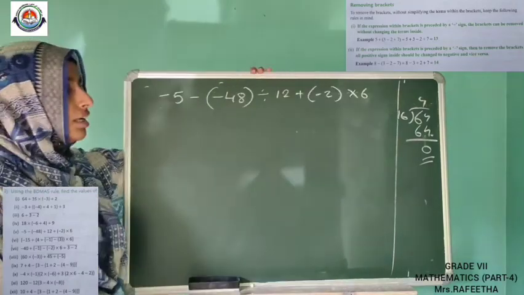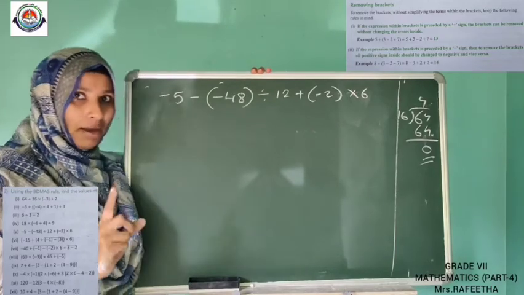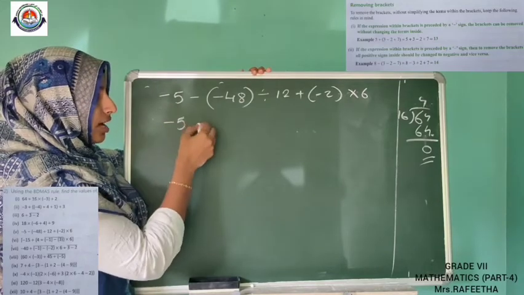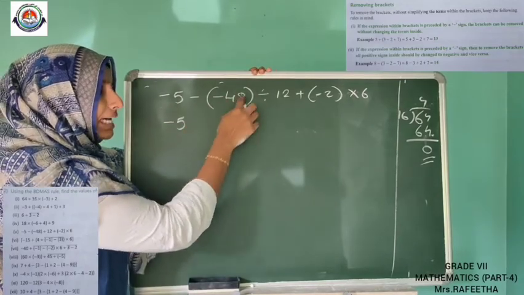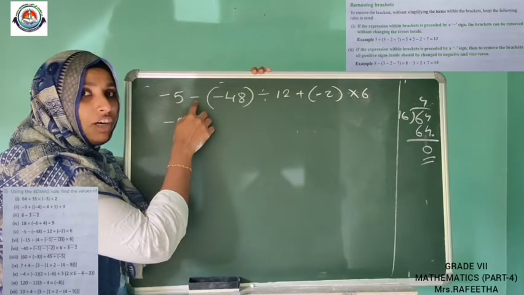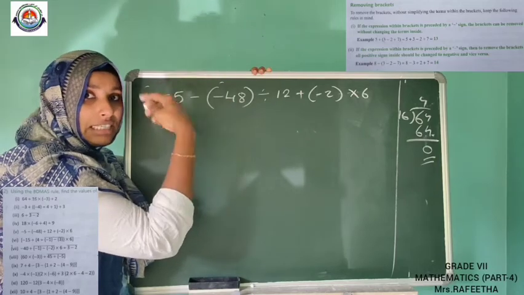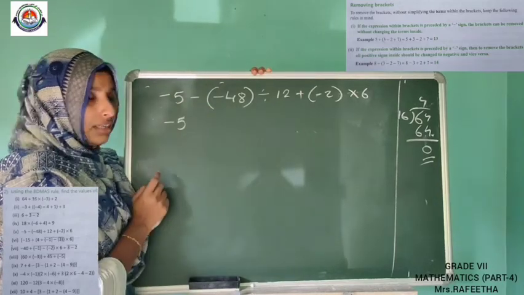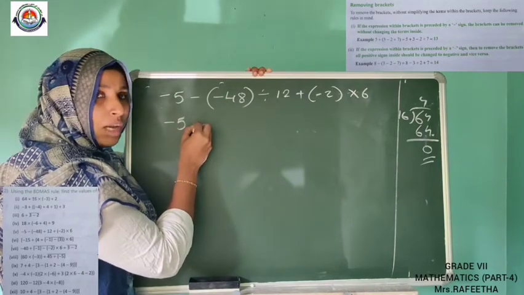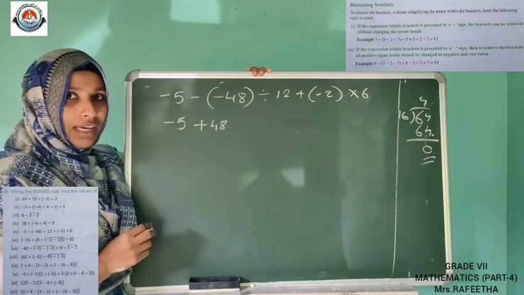Next, in this question, is there a bracket here? Yeah, a bracket is there. So we can remove that bracket. Next, minus 5, just writing. Here, this bracket is preceded not by plus, it is minus. So what do we want to do? We want to change the sign of the numbers inside the bracket. This minus 48 will be plus 48. Okay, got it.